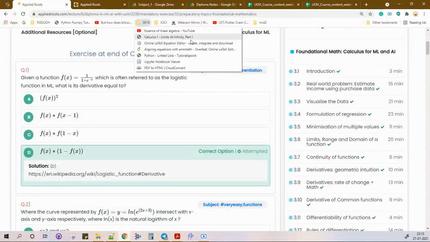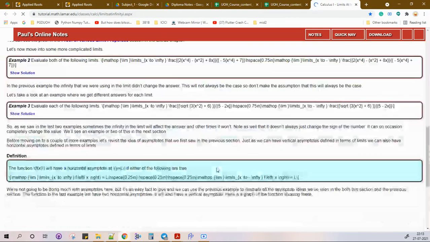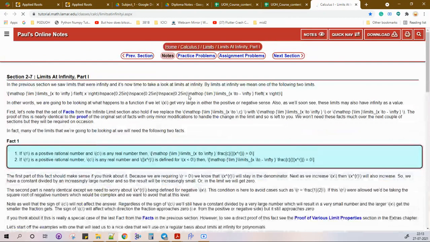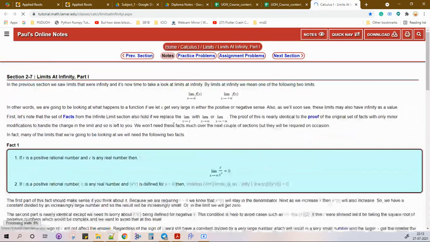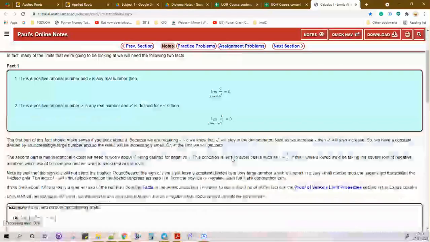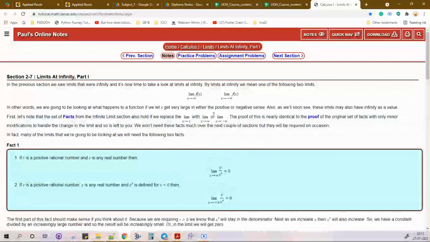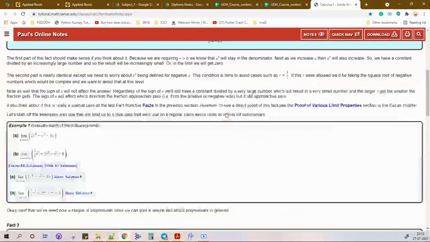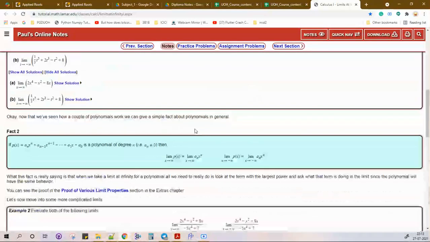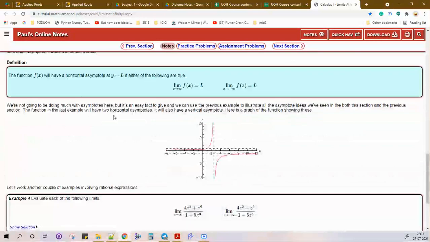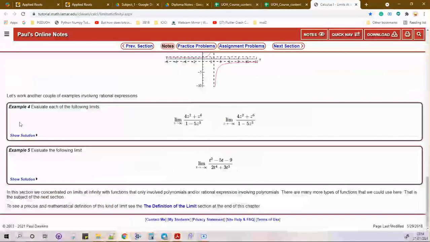Definitely, let me share it. Calculus limits at infinity. If you want to solve some examples with the formulas, this is the best site I have come across, Paul's Online Math. On one page there is only one concept: limit x tends to infinity or minus infinity. So all the formulas, some solved examples, and exercises.